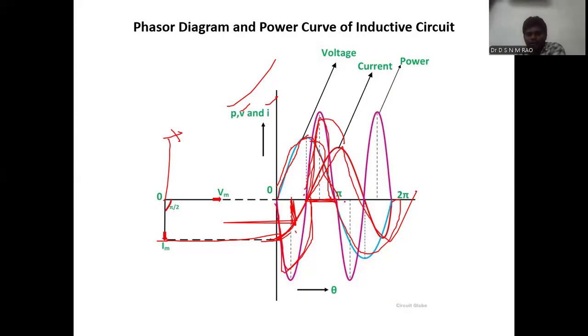Similarly, from pi to 3 pi by 2, the voltage signal is negative and the current signal is positive, so plus into minus, the power signal will be negative. Similarly, from 3 pi by 2 to 2 pi, the voltage signal is negative and the current signal is negative, negative into negative is positive. In this way the power signal is obtained.